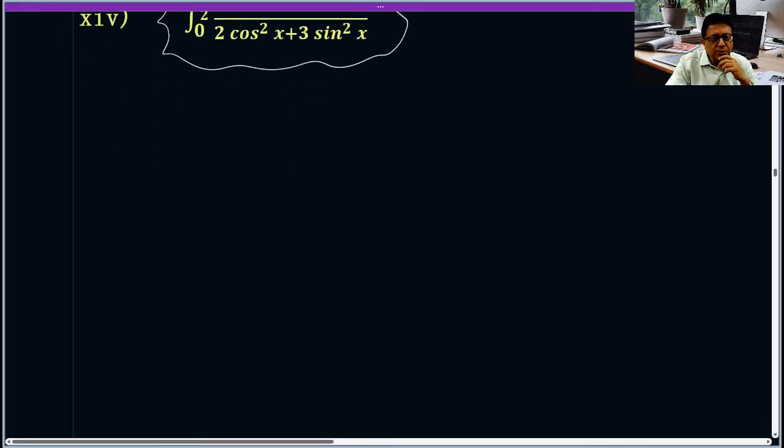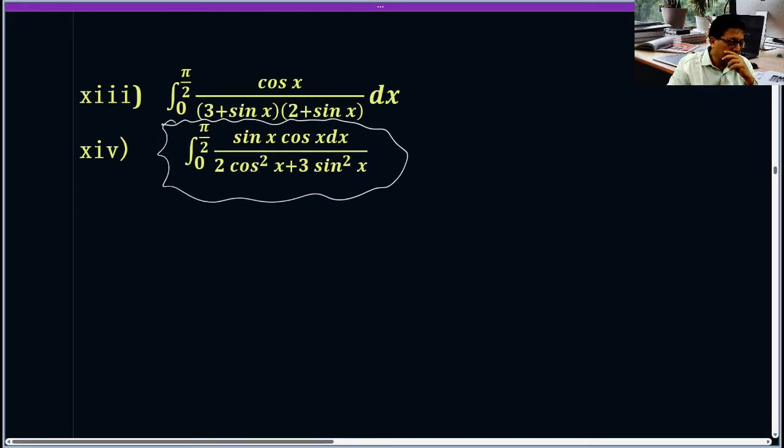Go for this one. No, not this one. What I told, this one. It's a very interesting sum, but it's very easy. Integral 0 to pi by 2 of sin x cos x dx by 2 cos square x plus 3 sin square x.